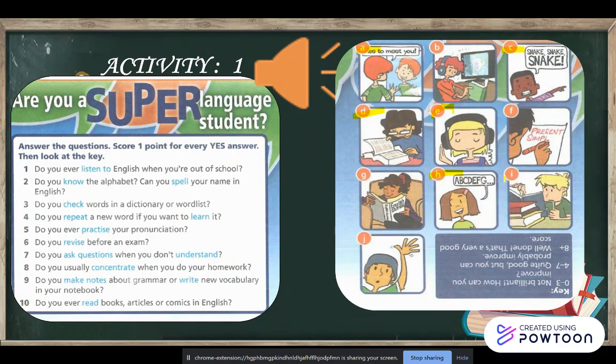7. Do you ask questions when you don't understand? J. 8. Do you usually concentrate when you do your homework? B. 9. Do you make notes about grammar or write new vocabulary in your notebook? F. 10. Do you ever read books, articles, or comics in English? G.